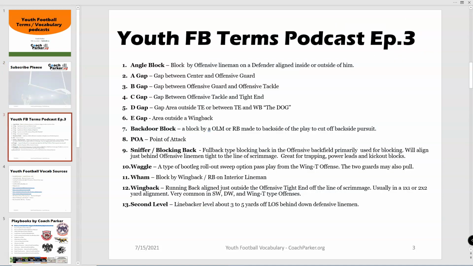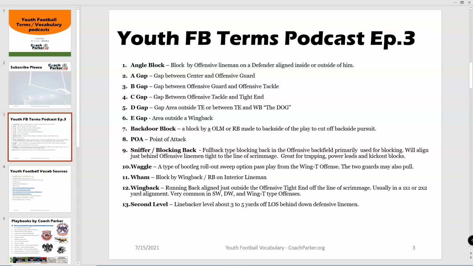All right, so let's jump in. This is the third episode in the Youth Football Terms Vocabulary podcast series. This will be kind of quick and easy. So the first term we've got is an angle block, and that's kind of what it sounds like. The offensive lineman is going to block either inside or outside at an angle on a defensive lineman, and that's what an angle block is called. So he'll just kind of open either inside or outside and block the guy in his inside or outside gap. So that's what that is.